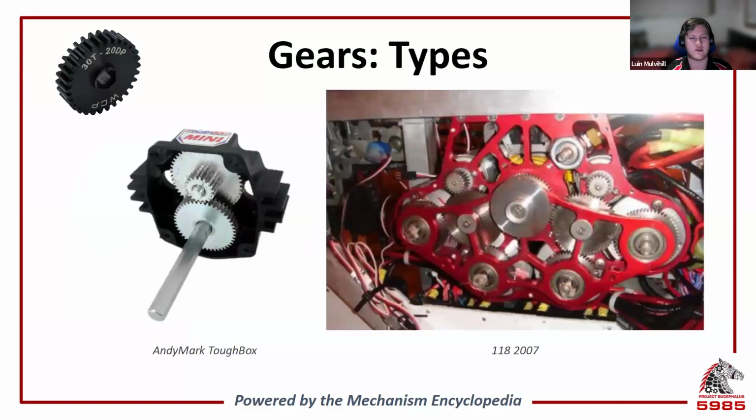So the most common type of gear everywhere is the spur gear. This is because it is the easiest to manufacture, making it the cheapest and most accessible option. In FRC, you'll find spur gears in almost all COTS gearboxes, and they're largely used in the majority of custom gearboxes as well that teams will design and build.